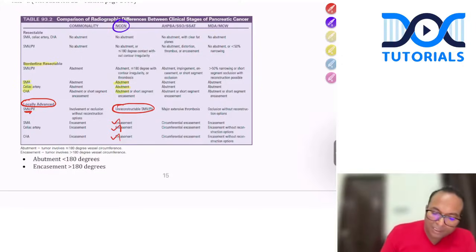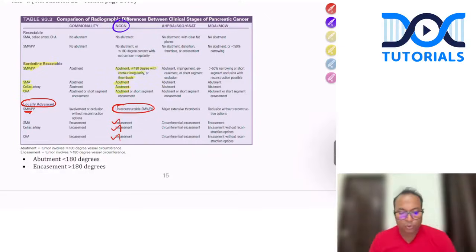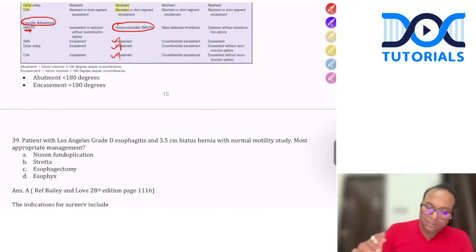borderline resectable. Okay, so borderline resectable is abutment. SMV or portal vein abutment less than 180 degrees with contour irregularity or thrombosis. Contour irregularity or thrombosis is borderline resectable. And no abutment, or involvement less than 180 degrees with contact without contour irregularity, all comes under resectable. Okay, so just remember this unresectable. Very commonly they ask you the unresectable option.